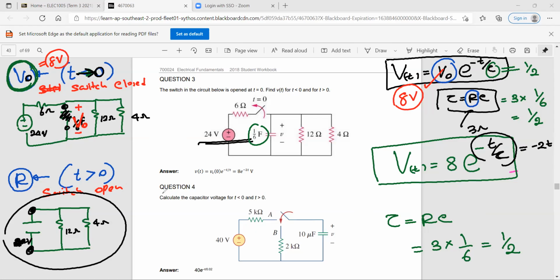Can you try question number 4 by yourself? I'll give you some time. You do the same thing, nothing different. First, draw the circuit when the time is less than 0 and when the time is more than 0. Then we can discuss. So I'll delete everything.